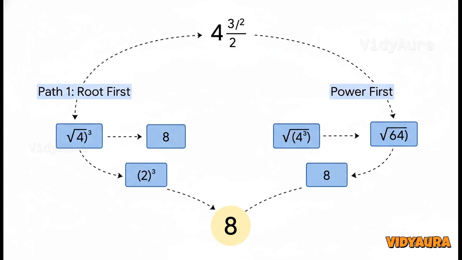And what's really cool is it doesn't even matter what order you do it in. Let's take our example, 4 to the power of 3 over 2. If we take the root first, the square root of 4 is 2. And then 2 cubed is 8. Now, if we do the power first, 4 cubed is 64, and the square root of 64 is also 8. See? It's like a mathematical magic trick. Two totally different paths that lead to the exact same answer.